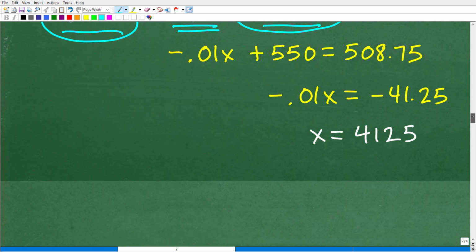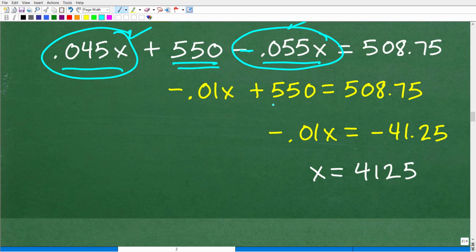Okay, so now next step is to do what? Well, we're going to go ahead and subtract 550 from both sides of the equation, and you end up with a negative 41.25 in this side. So now we get our calculators. We have negative 0.01x is equal to negative 41.25. So to solve for x, I'm simply going to divide both sides of the equation by negative 0.01.